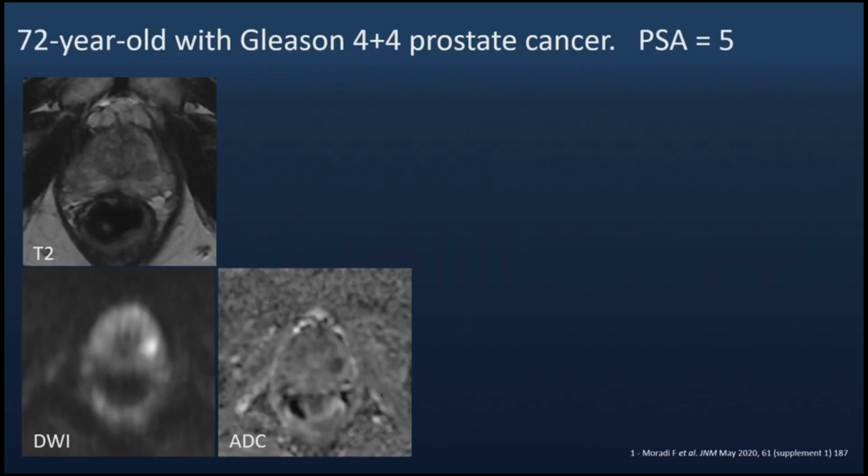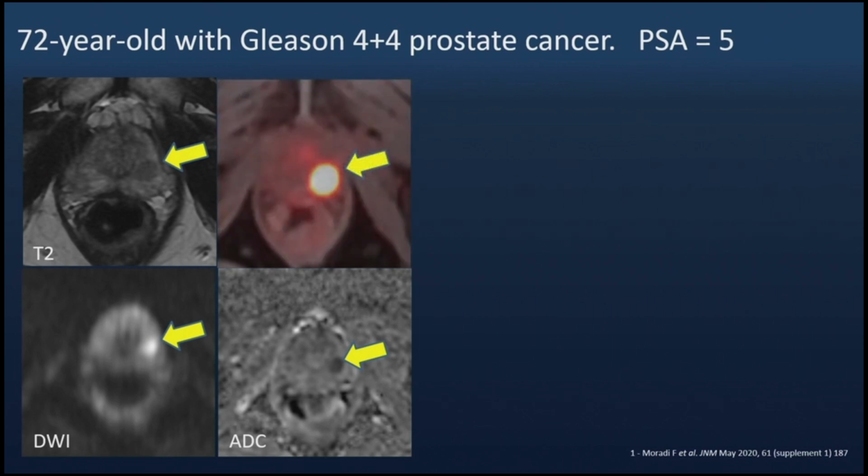So let's go through some examples. Here's a 72-year-old Gleason 4+4 prostate cancer, PSA elevated. These are the MRs that we always want as a radiologist, clearly defined tumor. This is a nice PIRADS 4 lesion, concomitant uptake on the PSMA PET.